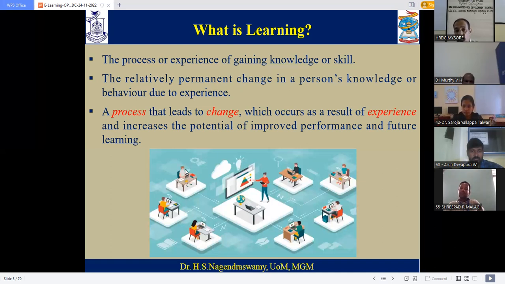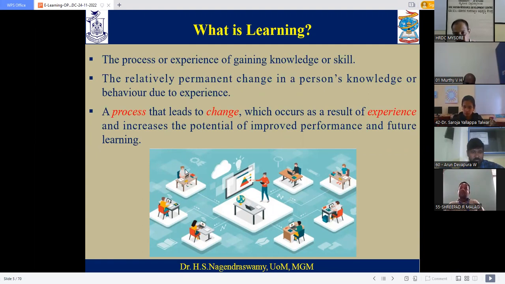That's what is improved performance and the future learning, right? So learning is a process that leads to change, which occurs as a result of experience and increases the potential of improved performance and the future learning. Okay, all of us, I'm sure, know this definition, right? Because we are teachers, we know this, right? But I just wanted to recollect it.